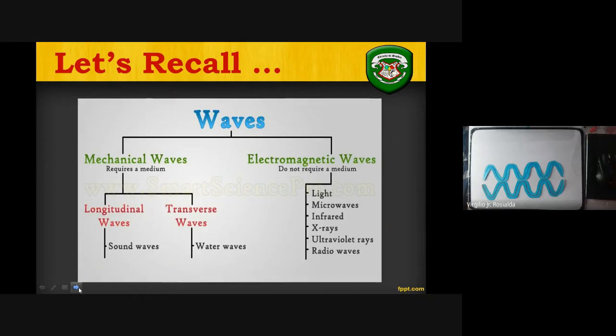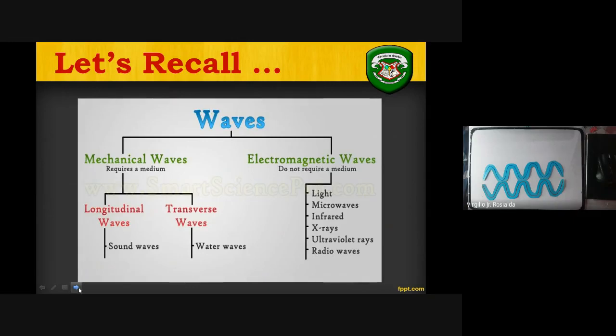So transverse waves naman, water waves, we cannot have a tidal wave without water, of course. That's why the water particles serve as the medium for the tidal wave to propagate or to travel. So these two mechanical waves require a medium for propagation and for them to travel.